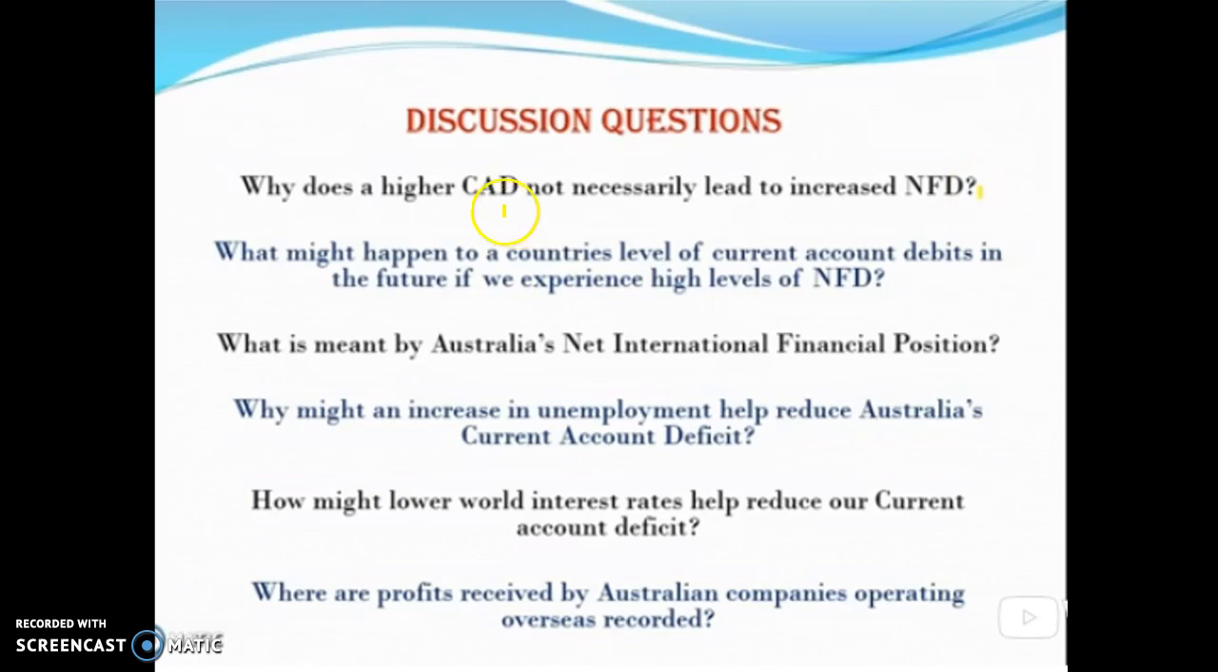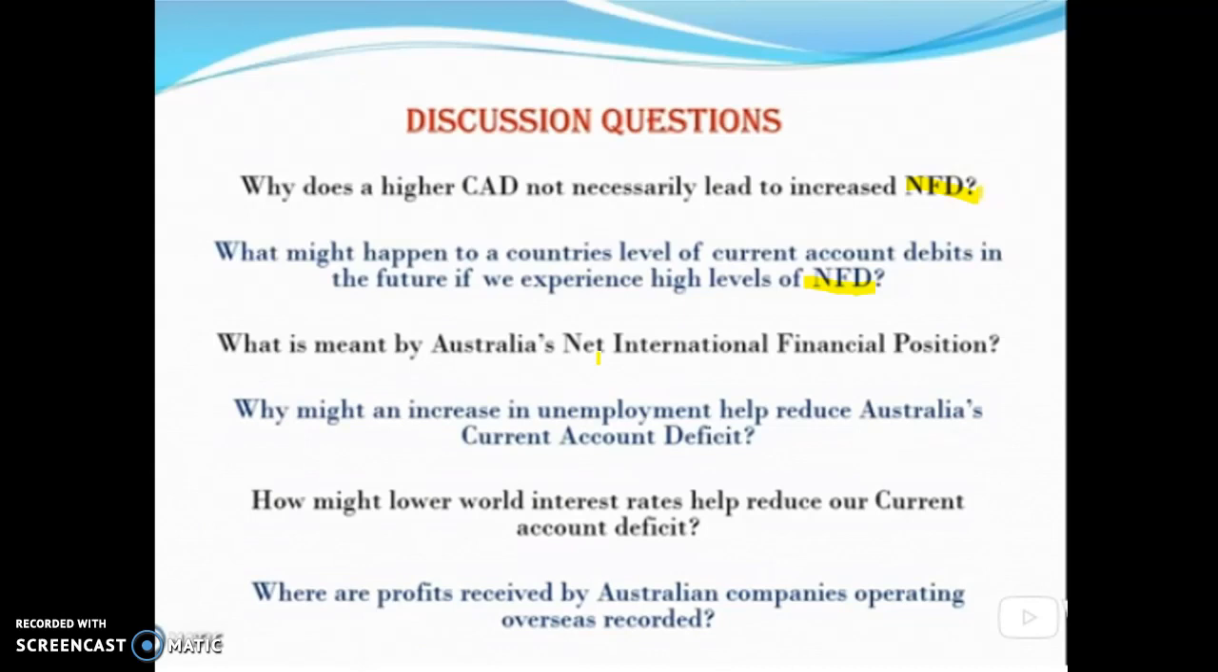Does a higher current account deficit always lead to higher net foreign debt? No, it doesn't, because we can sell off assets instead of borrowing money. What might happen to a country's level of current account debits in the future if we have high levels of net foreign debt? Again, that will mean the interest repayments are higher in the net primary income account, so more money will flow out. Net international investment position is basically the same as net foreign liabilities.